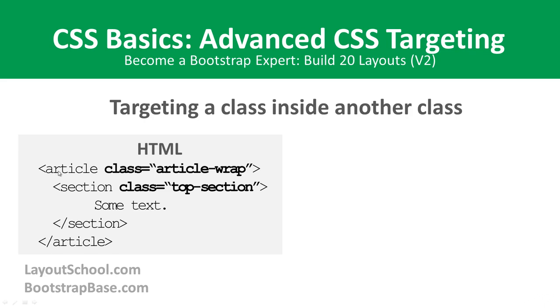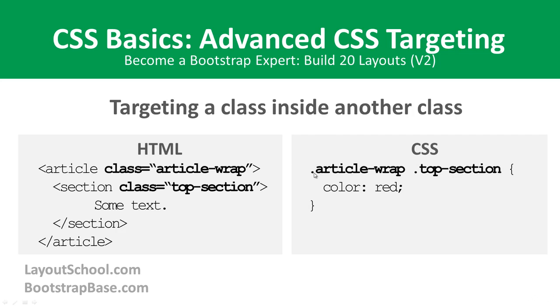Before, this would have been just a div, an opening and closing wrapping div, and then the child div inside the parent div. But this way we give some more meaning to our HTML structure. So these are the semantic tags. Anyway, how are you going to target this bit of text right here? We are going to target the top-section class inside the article-wrap class. So we're going to do it this way. We're going to say dot article-wrap, then space, then dot top-section.